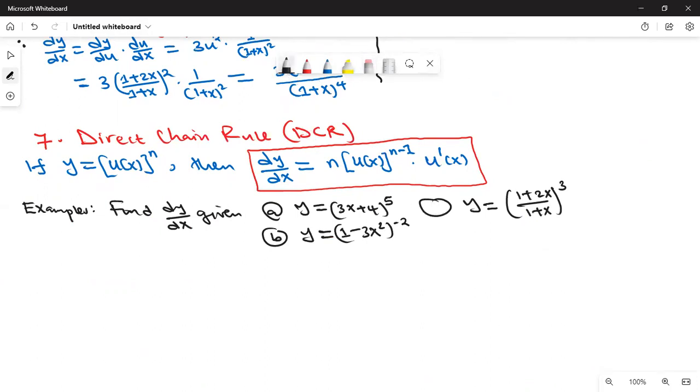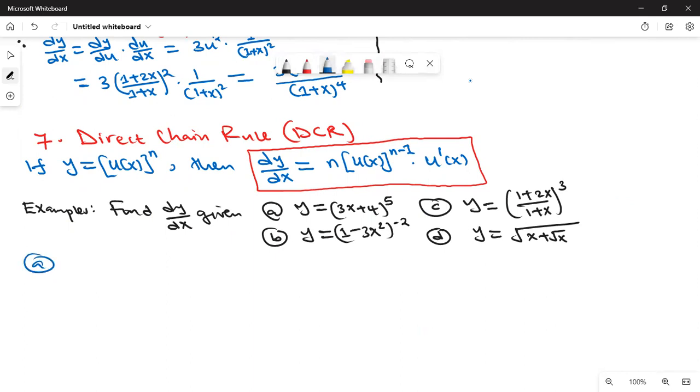So this is B, this is C, and part D, y is equal to the square root of x plus root x. I want to do the same using direct chain rule. You see, direct chain rule is very easy as compared to chain rule.